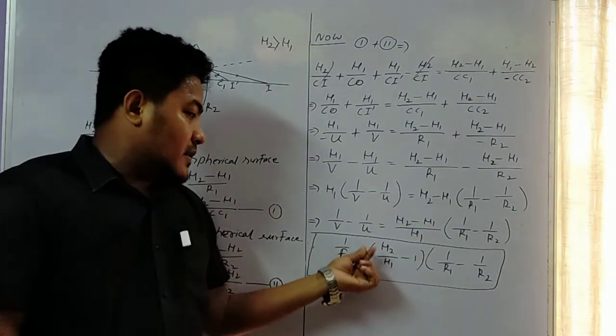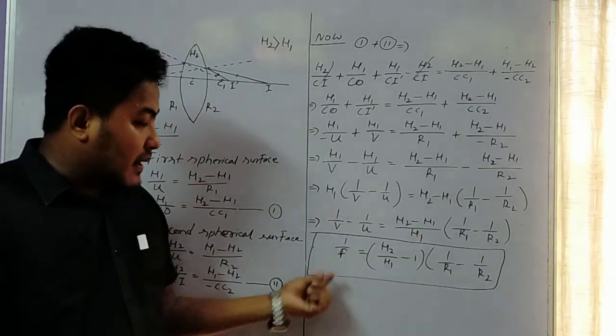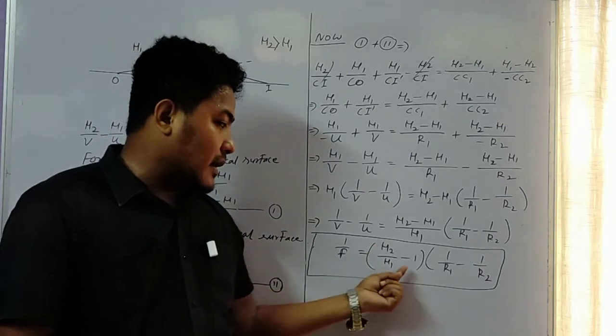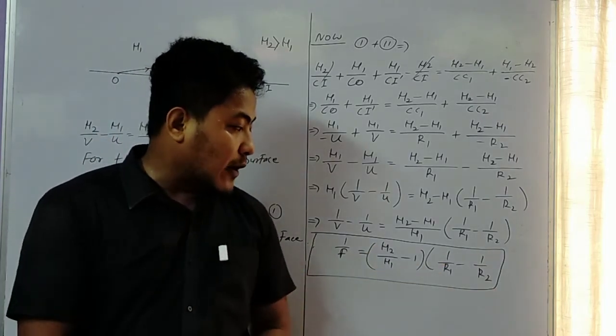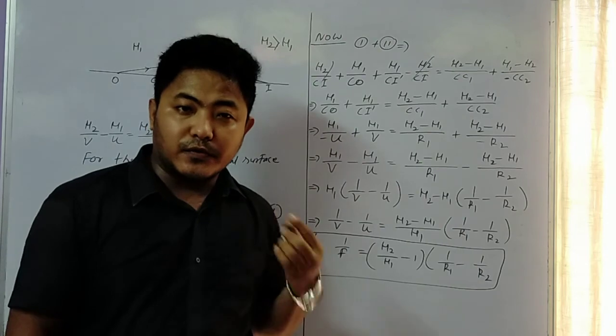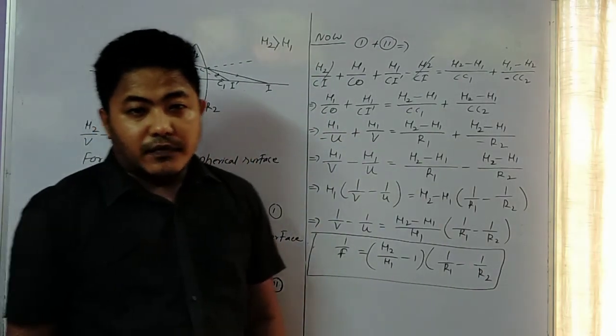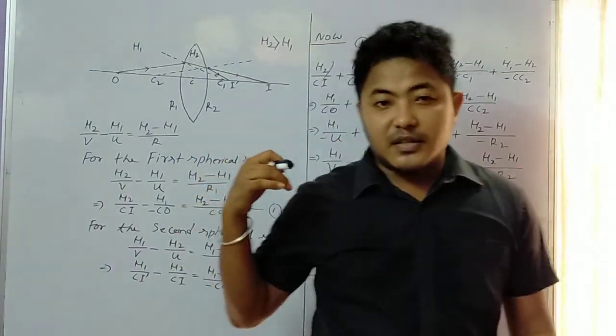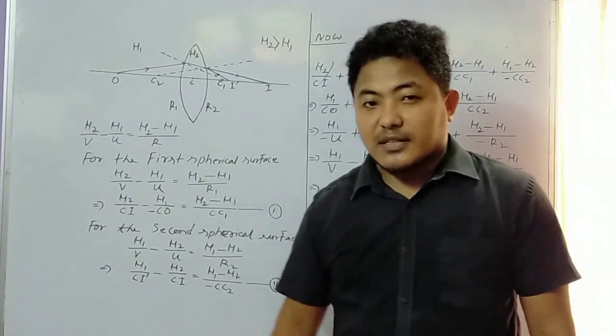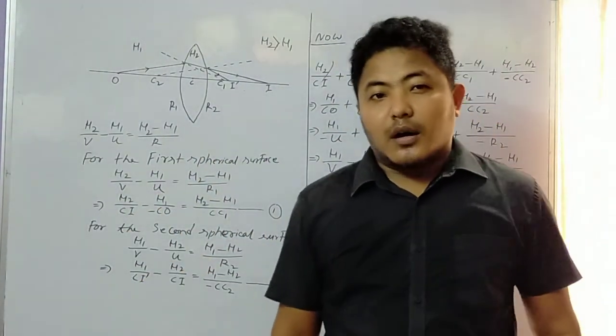So the lens maker formula is 1 by f is equal to mu2 by mu1 minus 1 whole into 1 by r1 minus 1 by r2. I hope you have understood it. I'm again telling you this is a very important topic. Please practice it. If you need, I'll repeat it in the next class again, but you have to cooperate with me, inbox me.